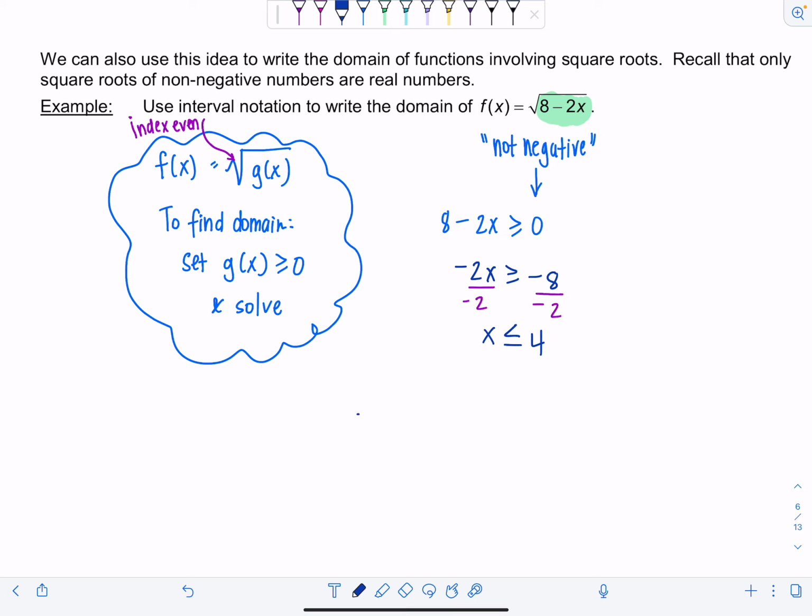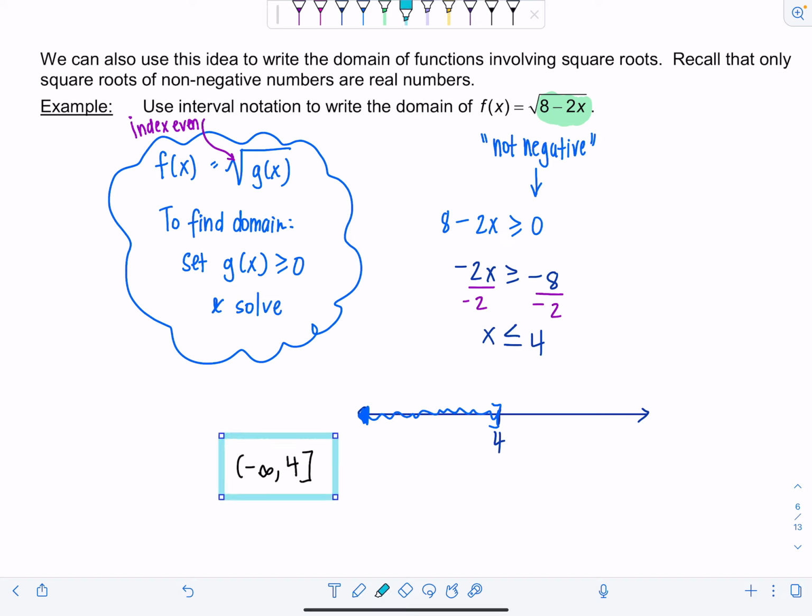Ooh, okay. They want the solution in interval notation. So let's graph it really quickly. 4, bracket, shade to the left. So use this to help you write it in interval notation. You would start at negative infinity and go up until 4. Very good.